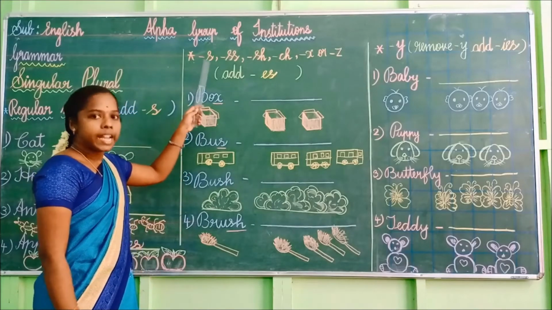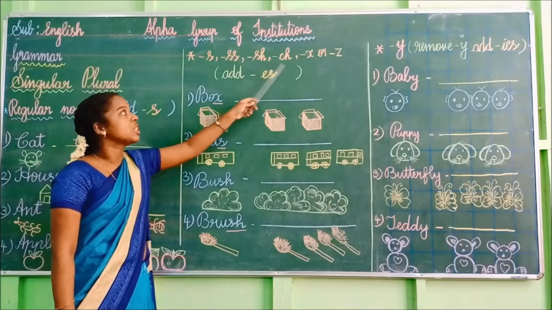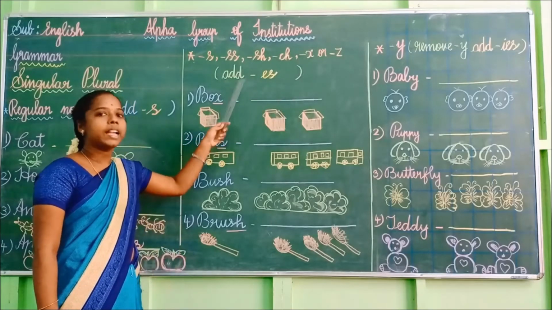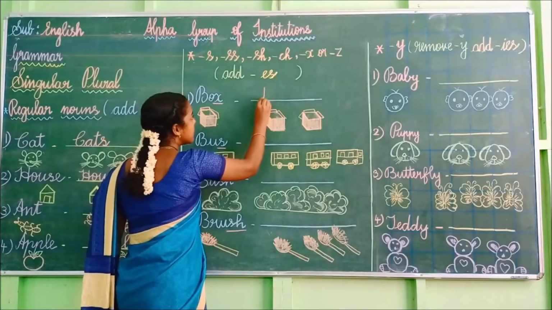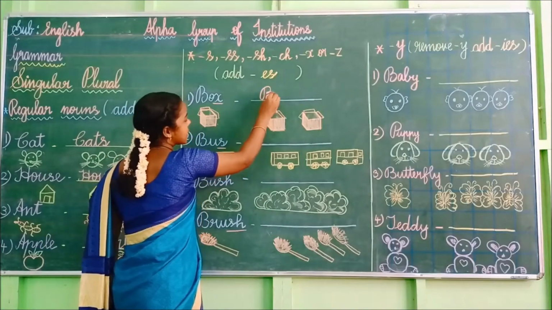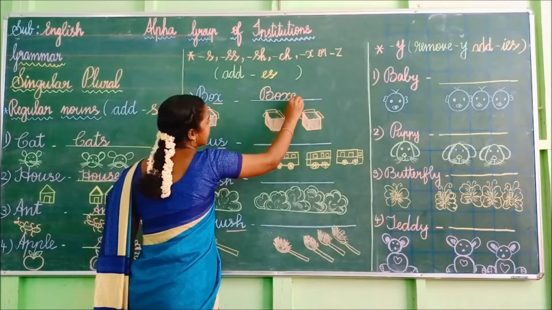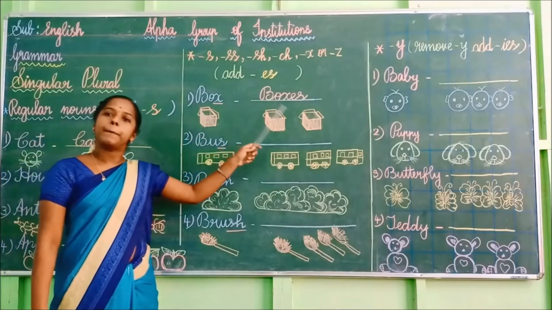So you have to see the ending letter. If the ending letter is S, SS, SH, CH, X or Z, you have to add ES. See the plural form of box, boxes. B-O-X-E-S, boxes. The plural form of box is boxes.